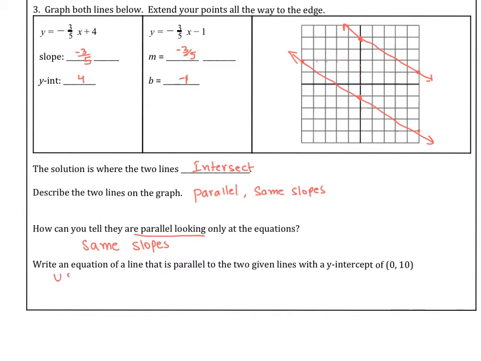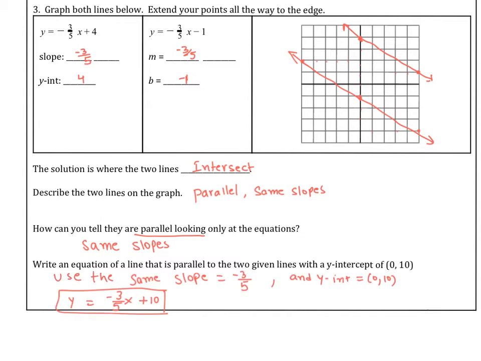So use the same slope, negative 3 over 5, and use the y-intercept that is given as 10. So y equals negative 3 over 5 x plus 10 is going to be the line that is parallel to these two lines, but its y-intercept is going to be 10.